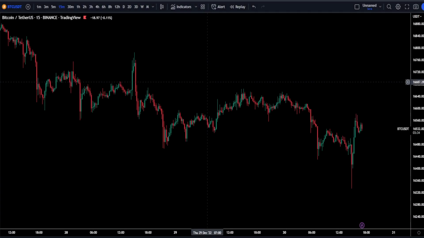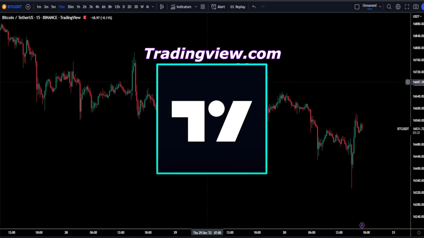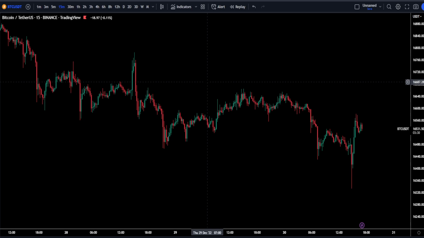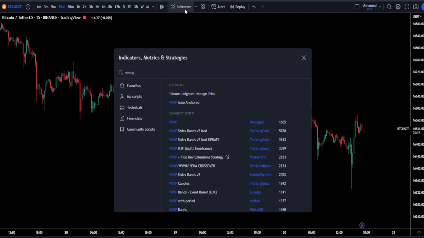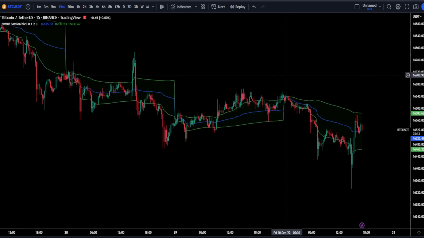First thing you need to do is head over to TradingView.com and add the VWAP indicator to the chart. So navigate up to your indicators tab and search for the volume weighted average price, or VWAP, which is this one here by TradingView. Now let's take a look at how this indicator works and how we can use it to tell us exactly when we should be entering into a position.